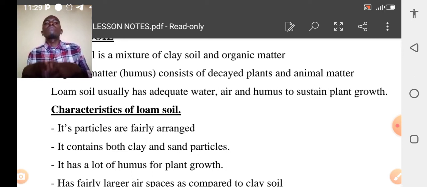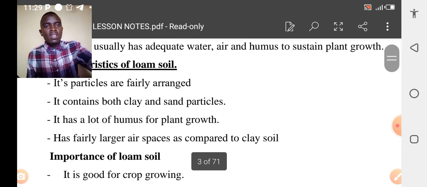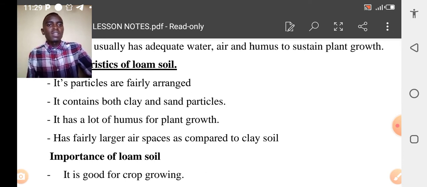It has a lot of humus, or it has manure or fertilizer that can facilitate plant growth well. The fourth one, it has fairly larger air spaces compared to clay soil. It means it has a larger space compared to clay soil.